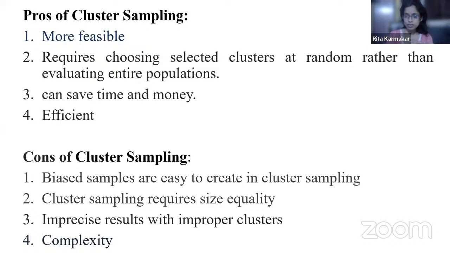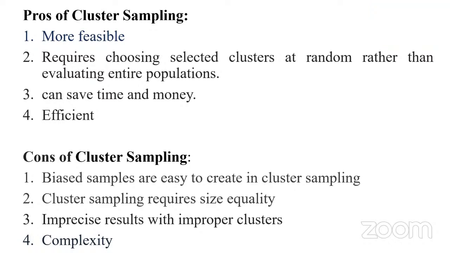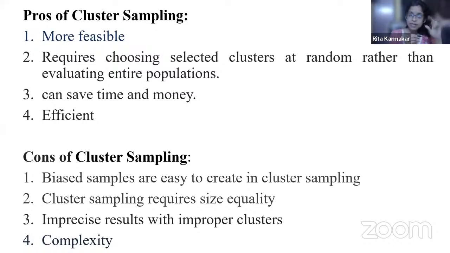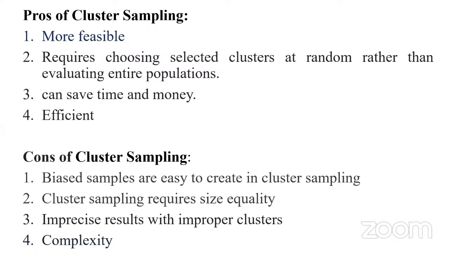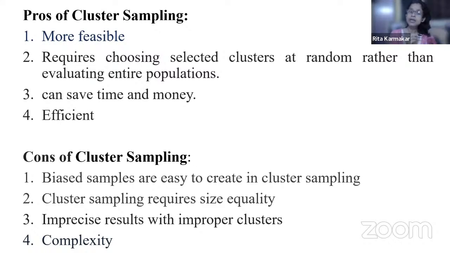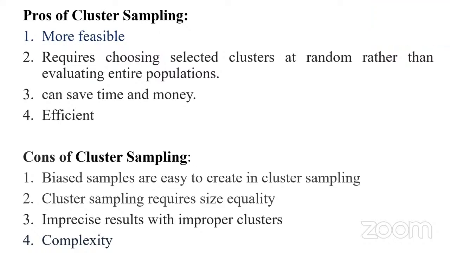Because the other two are very easy to distinguish, simple and systematic random sampling. Where is the difference between cluster sampling and stratified random sampling? As we just now discussed, in cluster sampling, we are dividing the population into different clusters, randomly selecting clusters, and then studying all the elements under those randomly selected clusters.